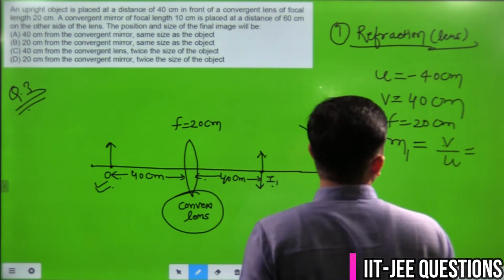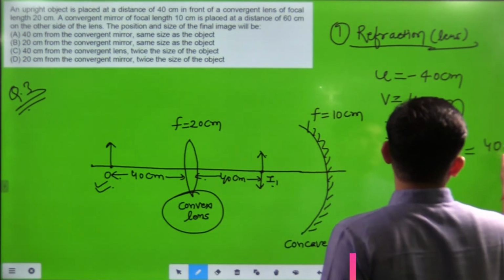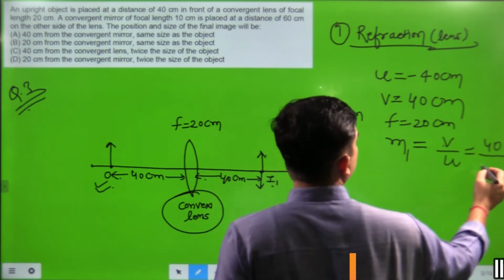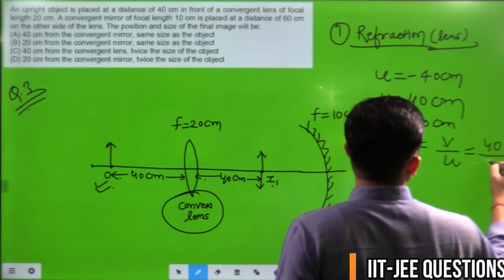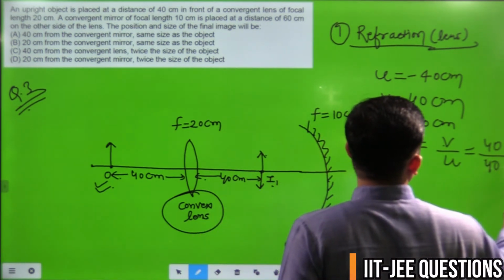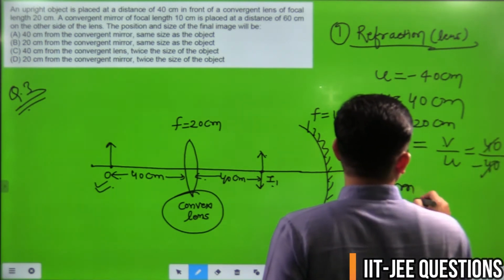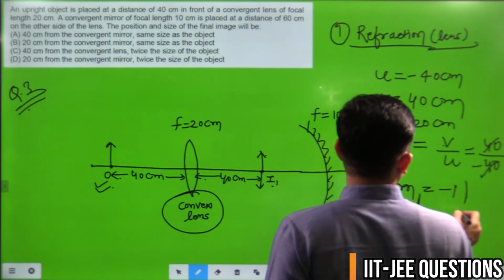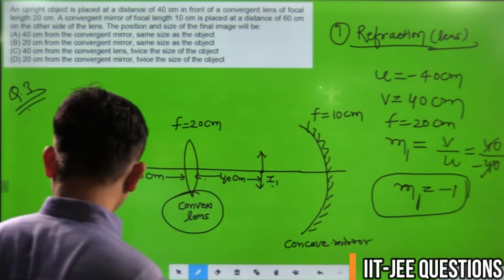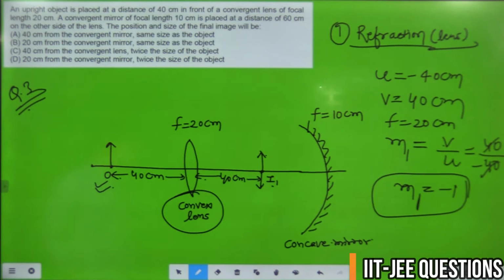v is 40, u again minus 40. The magnification of the lens is -1.